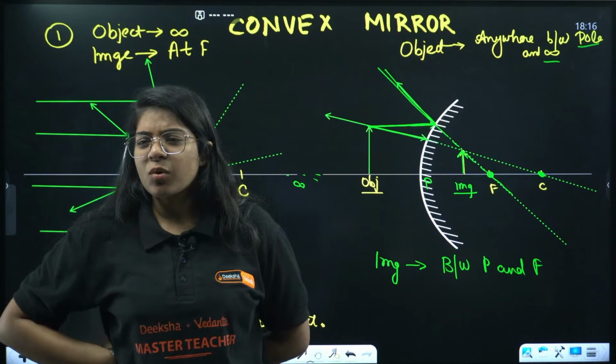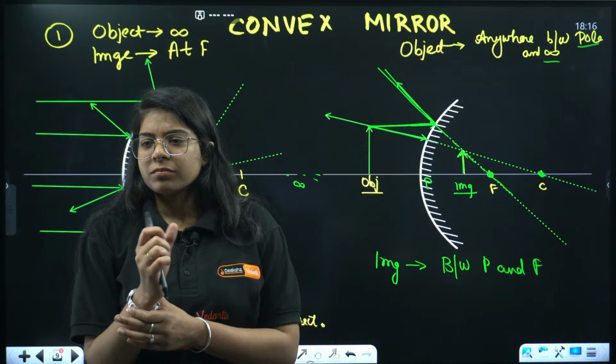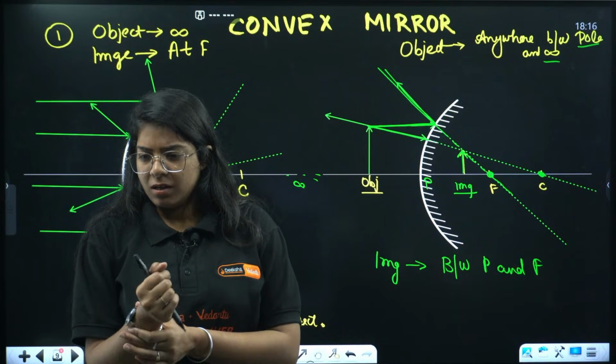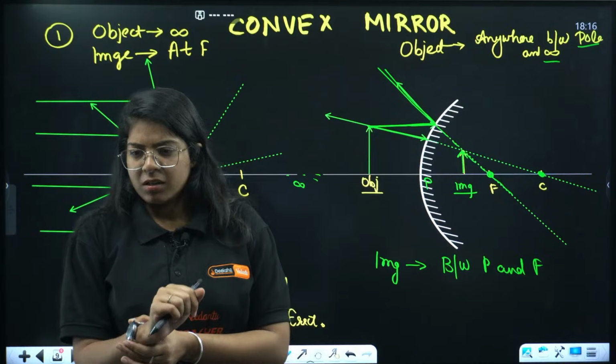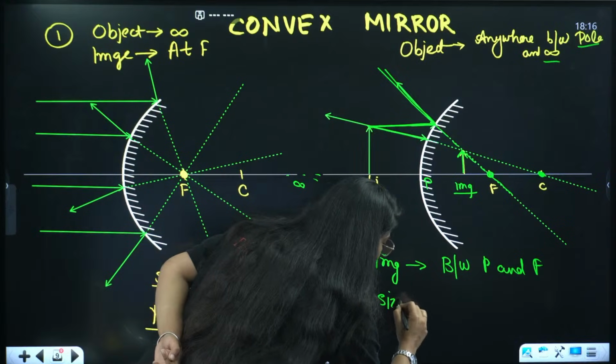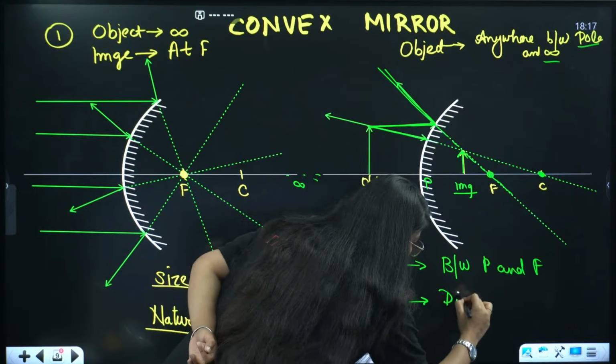समझ में आया बंटी? Related ma'am, please. What? ठीक है, done everyone. And here the size is always diminished.